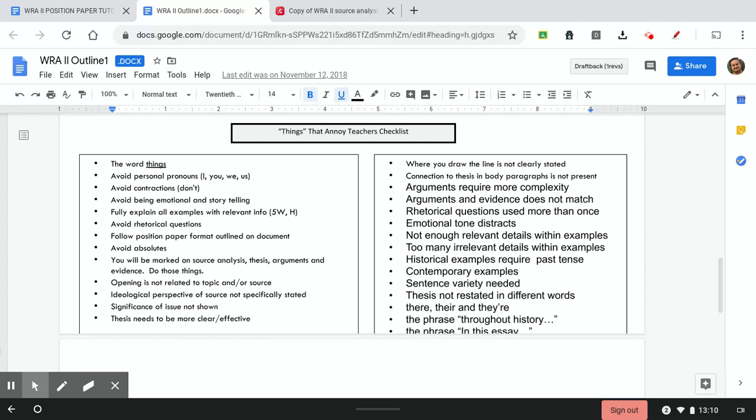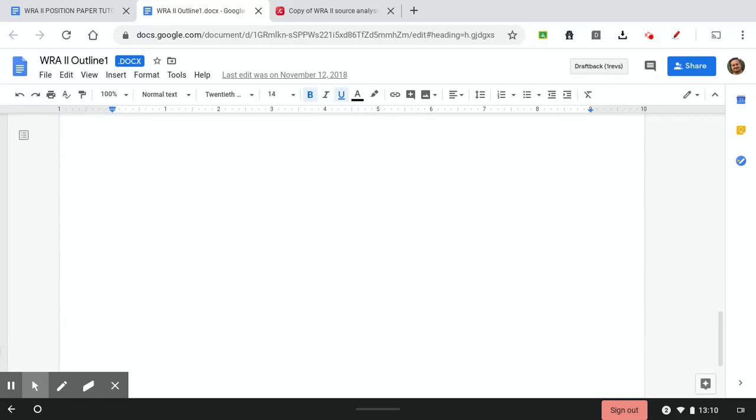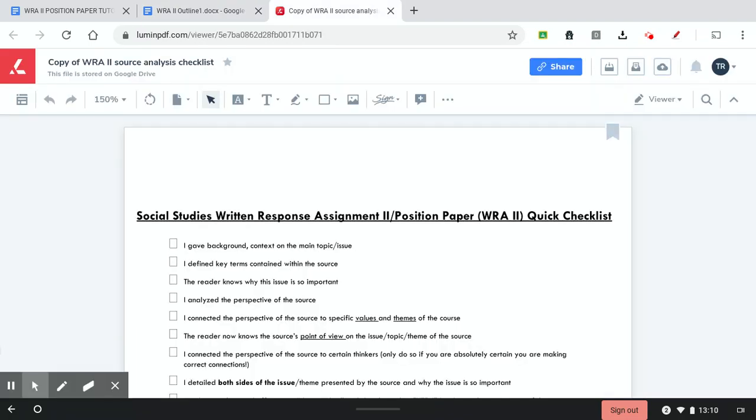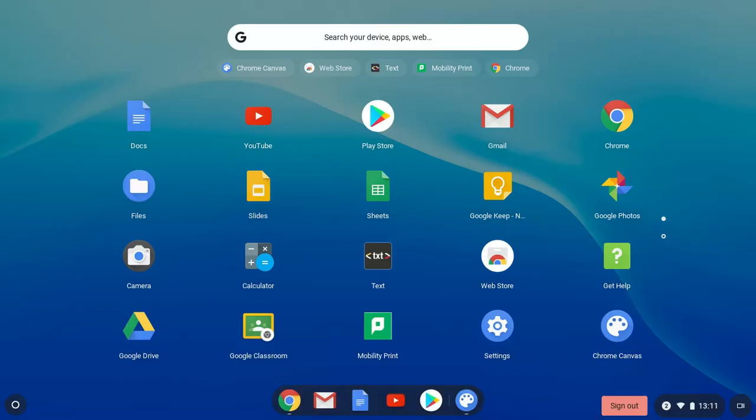What are some of the other things? Read through all of what I have here in this checklist. These are all important. Here's another checklist. Read through all these things. Now let's go back to one more page.